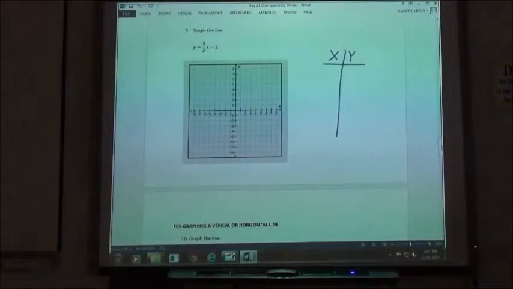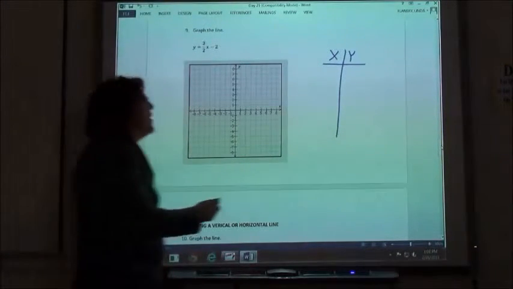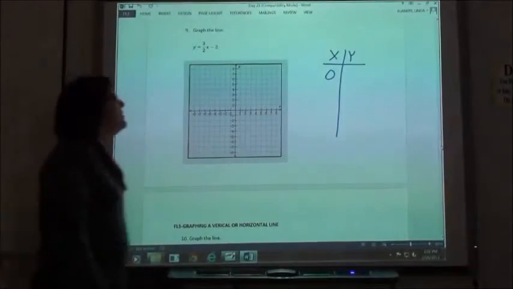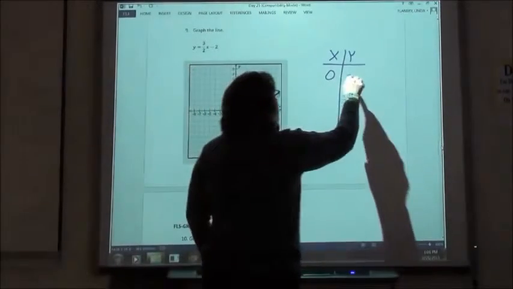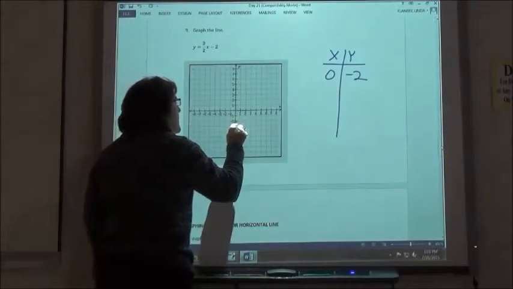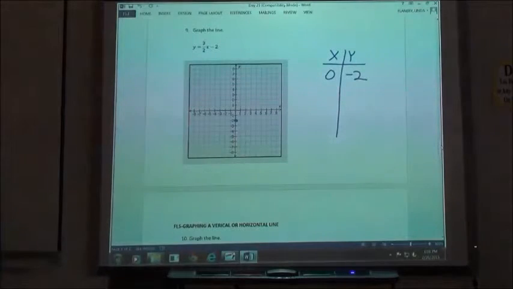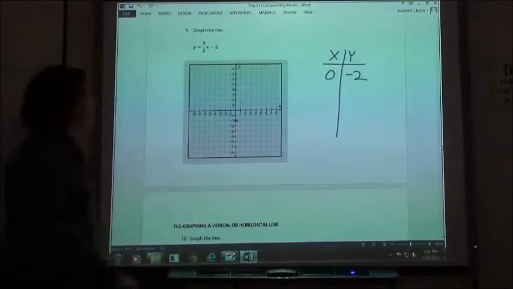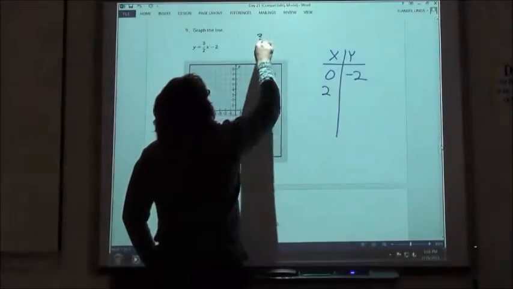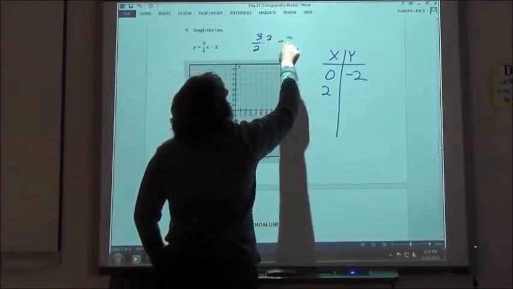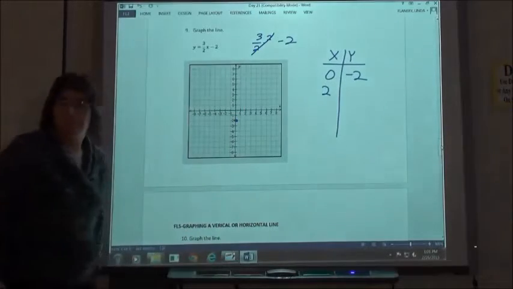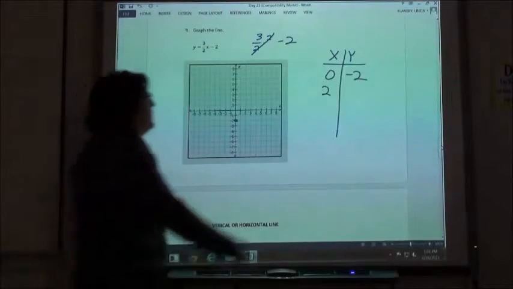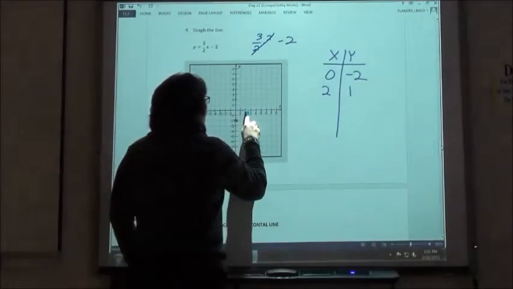So, graphing y equals 3/2 x minus 2, finding my y-intercept. My y-intercept is at? Negative 2. Negative 2. Picking some numbers to put in for x. What would be a good choice for x? 2. 2 sounds great. 3/2 times 2 minus 2 gives me 1. 3 minus 2 is 1. So over 2, up 1.